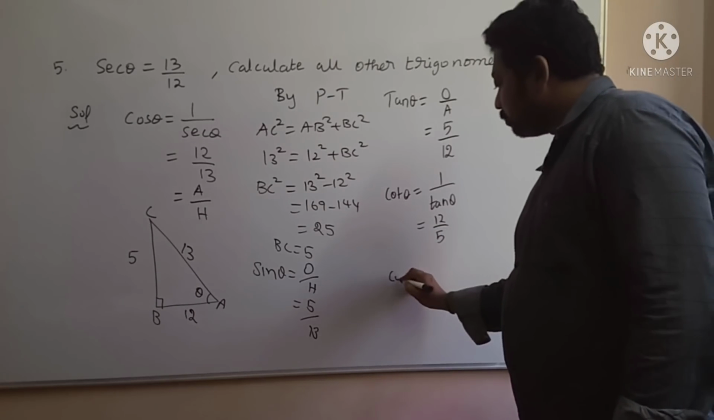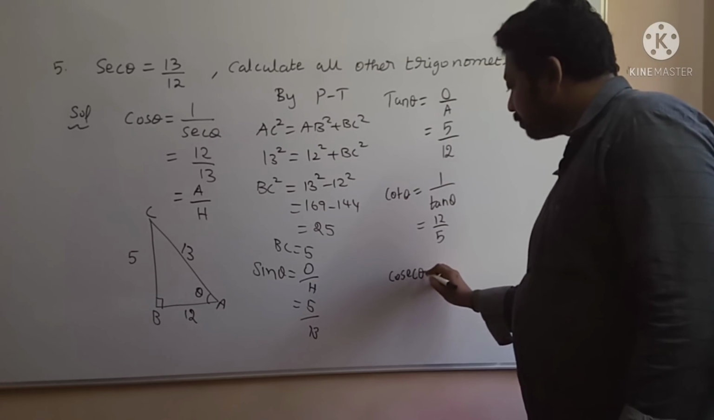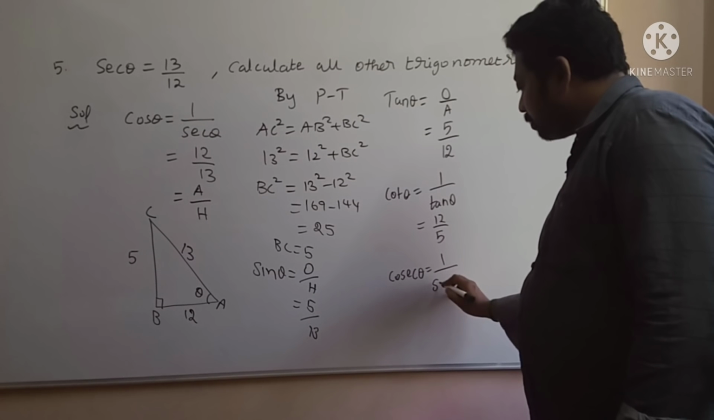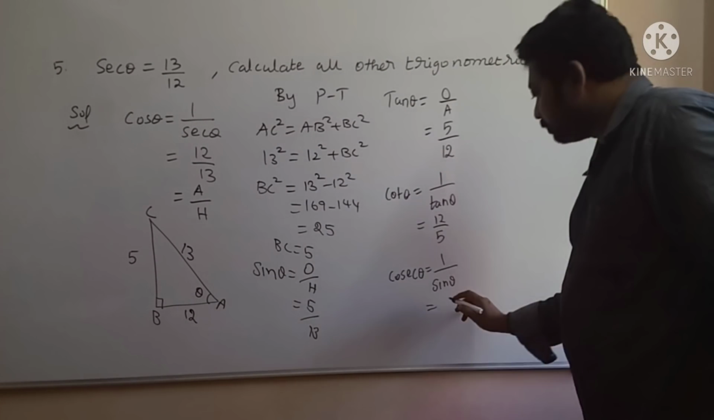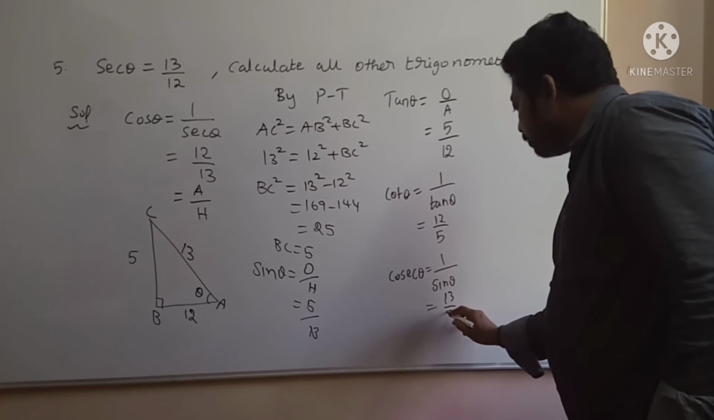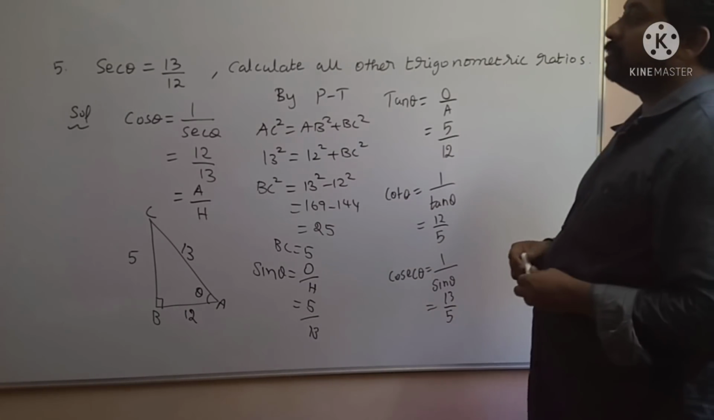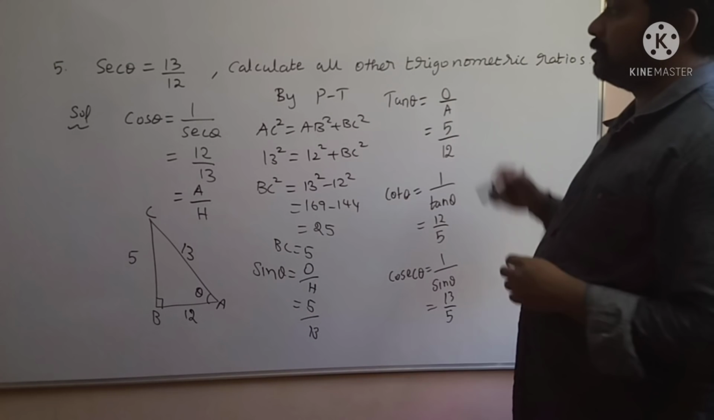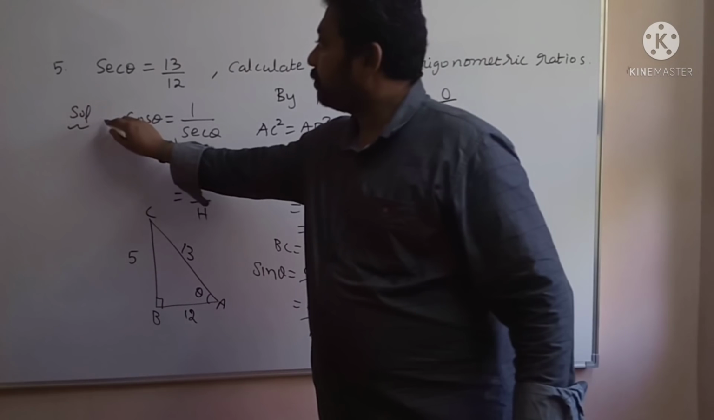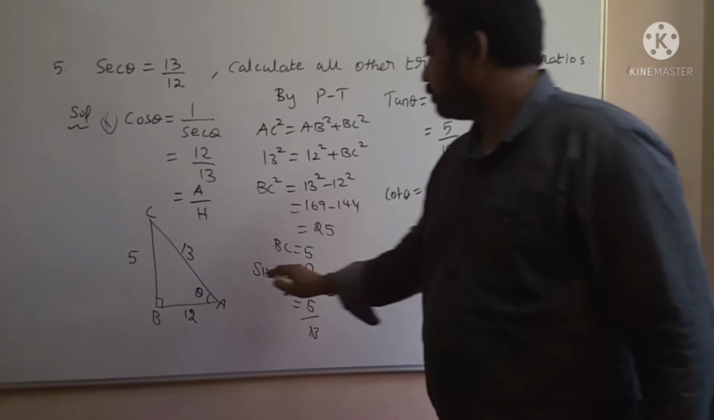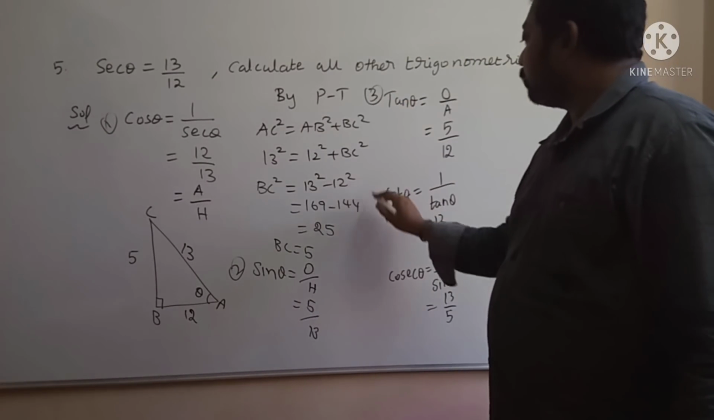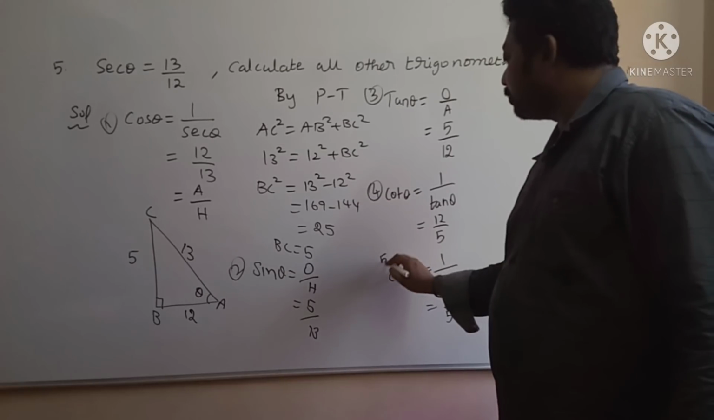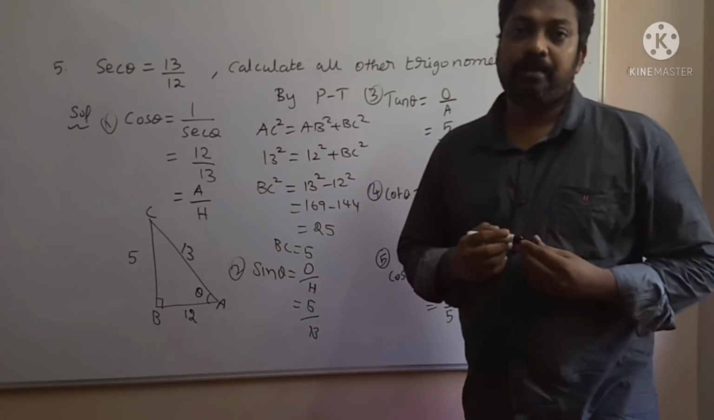Now we find cosecant theta. Cosecant theta is 1 by sin theta. What is sin theta? 5 by 13. So cosecant theta is 13 by 5. By knowing secant theta, we have found all the other trigonometric ratios. First one cos theta, second one sin theta, third one tan theta, fourth one cot theta, and fifth one cosecant theta.